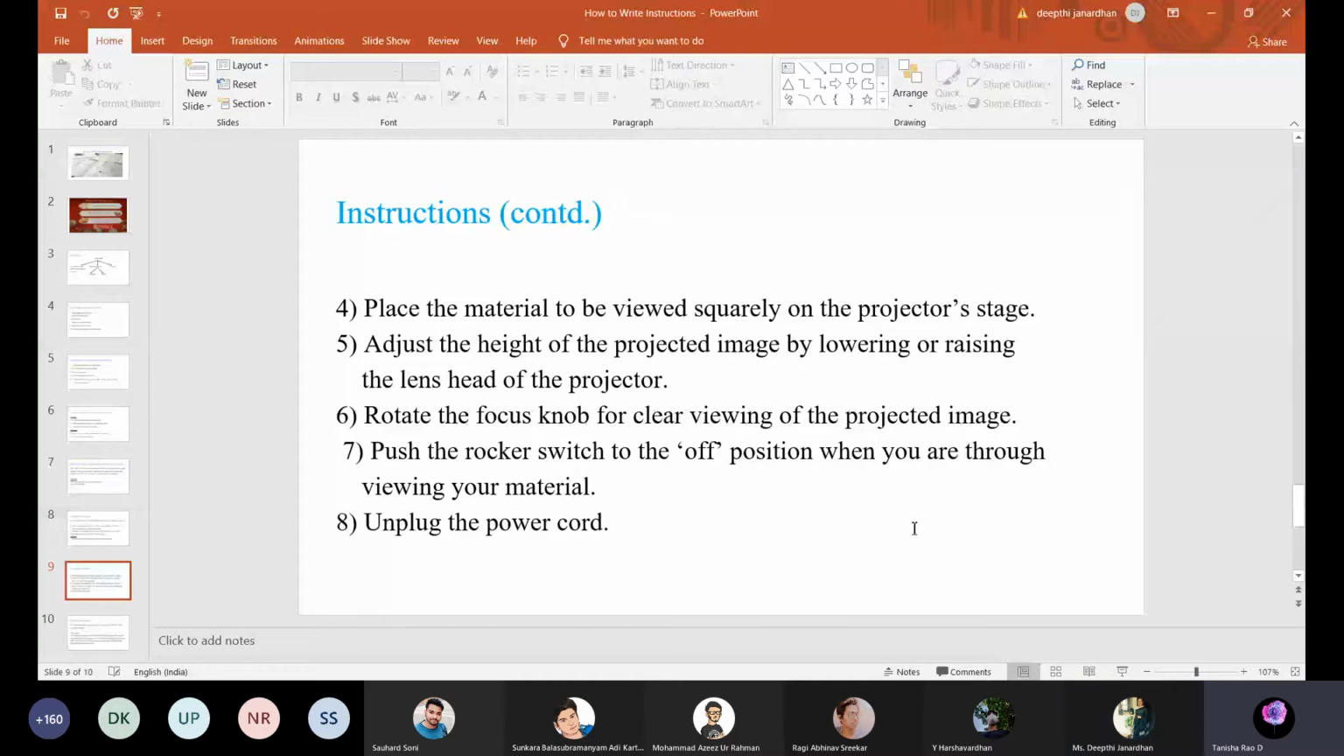4. Place the material to be viewed squarely on the projector's stage. 5. Adjust the height of the projected image by lowering or raising the lens head of the projector. 6. Rotate the focus knob for clear viewing of the projected image. 7. Push the rocker switch to the off position when you are through viewing your material. 8. Unplug the power cord.